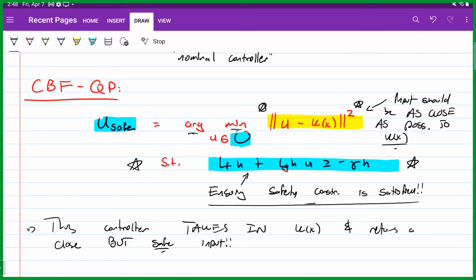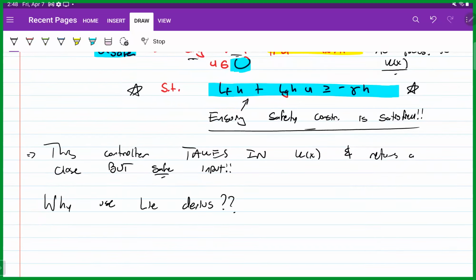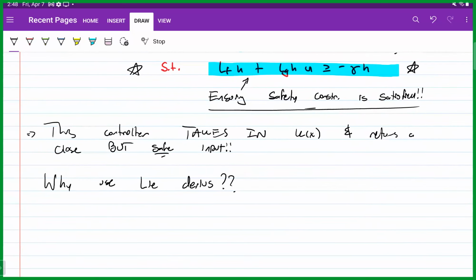Just why are we favoring the Lie bracket, the Lie derivative, here in expanding the H dot instead of directly using H dot here? Yeah, that's a really great point. Okay, so why use Lie derivatives? They always seem to get in the way, right? You can actually put H dot in general, but we sort of risk this problem becoming not a quadratic program.